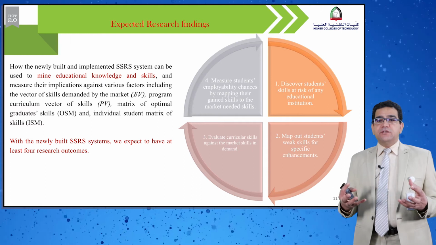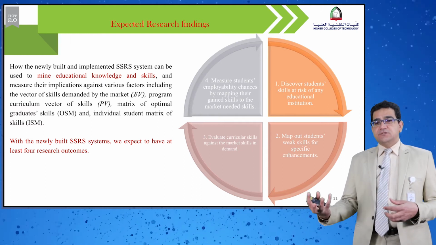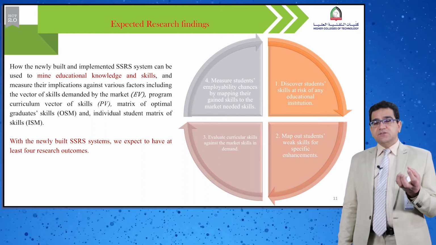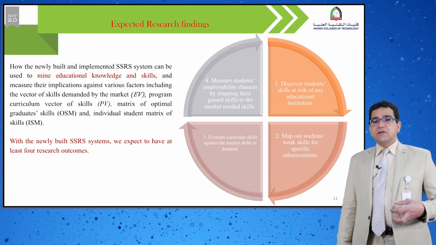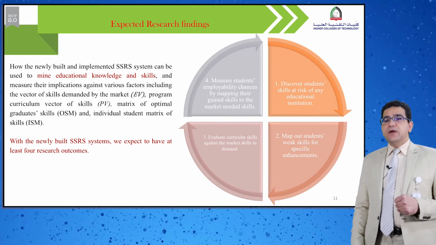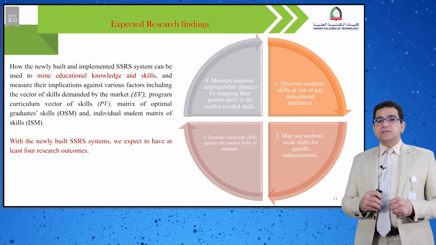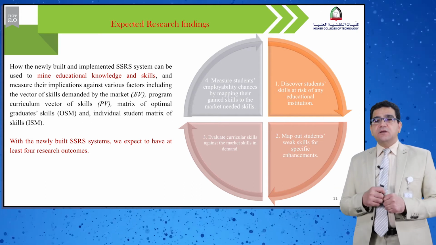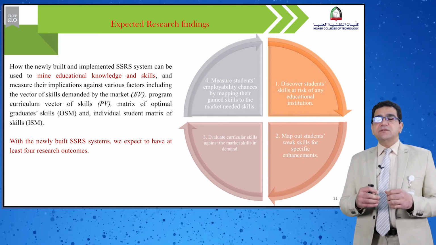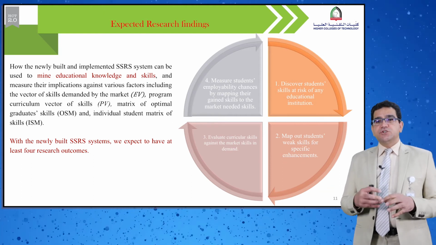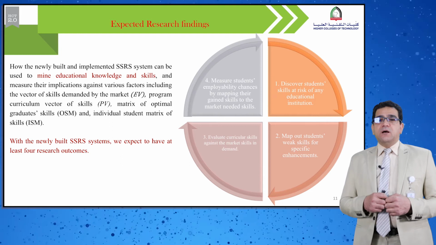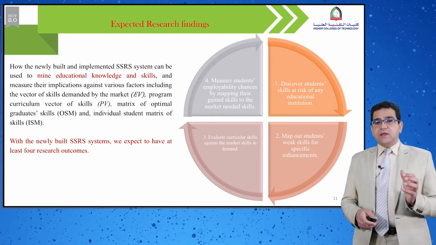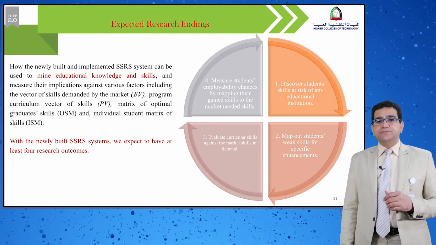So for every student, they have weaknesses and they have strengths, so we are looking to find both of them, but mostly we will try to detect these weaknesses in terms of skills and knowledge and give the needed support and enhancement. Then we need to map out the student weak skills to a specific enhancement and recommendation, evaluate the current skills against the market demand, skills and knowledge, and then measure the student employability ratio, which will show how competitive our students are and whether they can have a high rank as per the market demand.